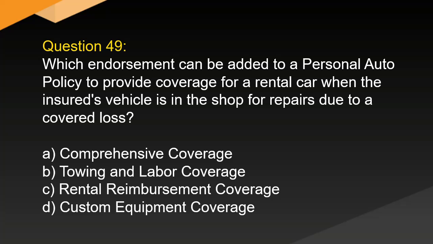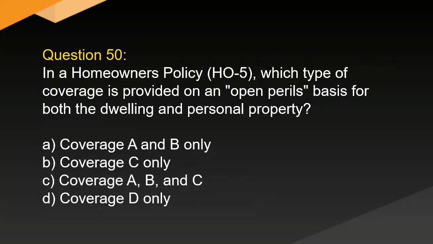A. Comprehensive coverage. B. Towing and labor coverage. C. Rental reimbursement coverage. D. Custom equipment coverage. Question 50. In a homeowner's policy, HO-5, which type of coverage is provided on an open perils basis for both the dwelling and personal property? A. Coverage A and B only.